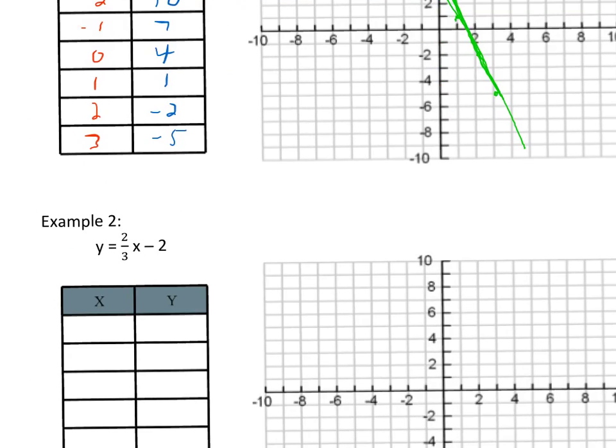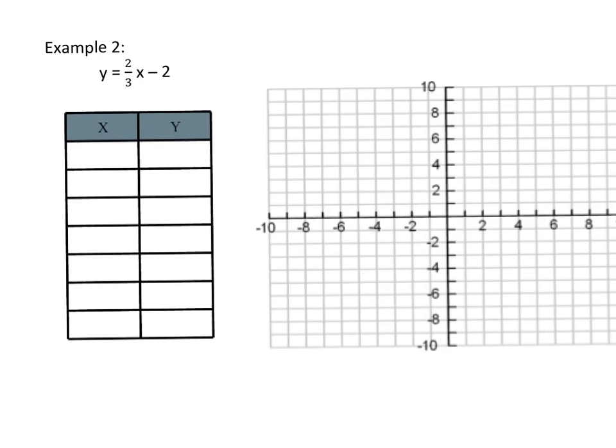Alright, our next one. We have, again, a similar situation. We're going to plug in our values from -3, -2, -1, 0, 1, 2, and 3. If we plug in a -3 here, we will have y equals, that's a 2, sorry, 2/3 times -3 minus 2.